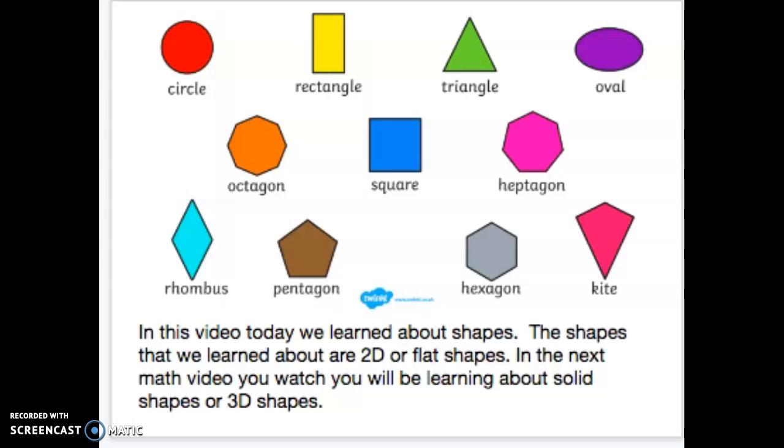In this video today, we learned about shapes. The shapes that we learned about are 2D or flat shapes. In the next math video you watch, you will be learning about solid shapes or 3D shapes.